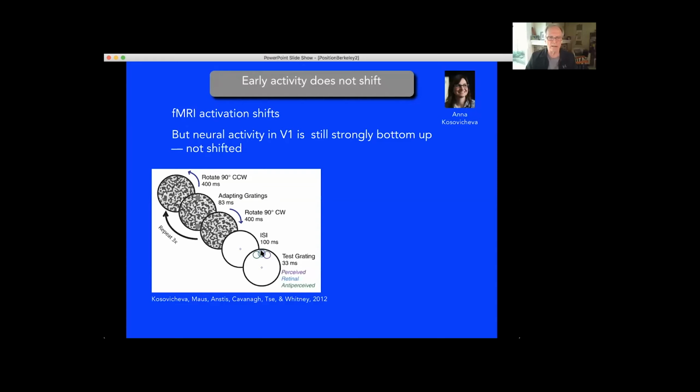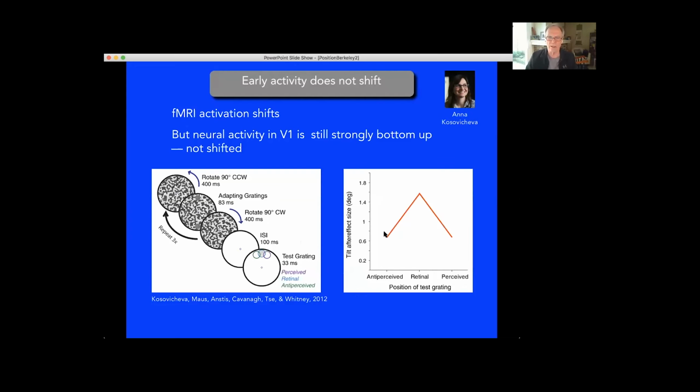And Anna, along with Dave Whitney and everybody else, tested 3 locations. One, the physical location, and one was this one over here, the perceived location. So it's matched for every subject to where they saw the actual Gabor appearing. And then one on the other side, just for good measure. And this red line is kind of a hypothetical result.